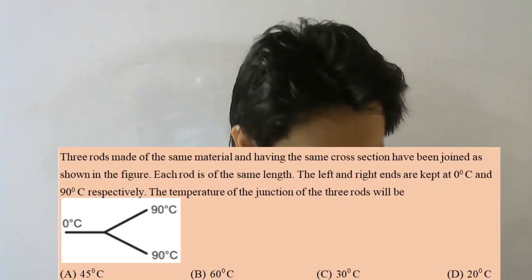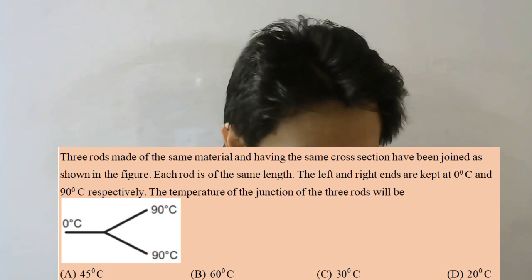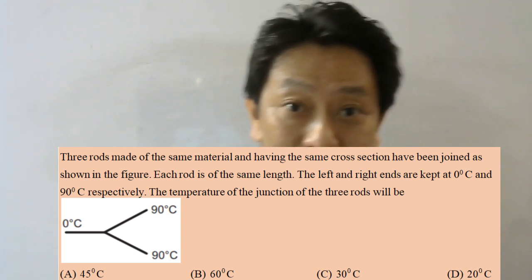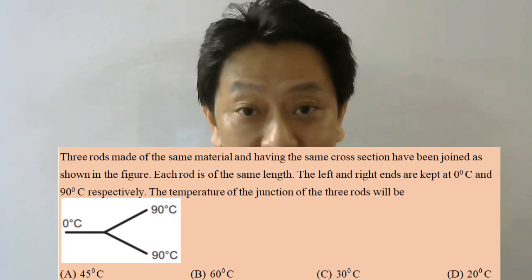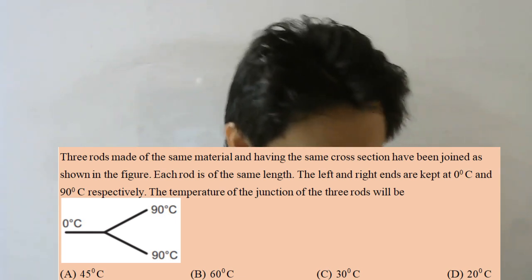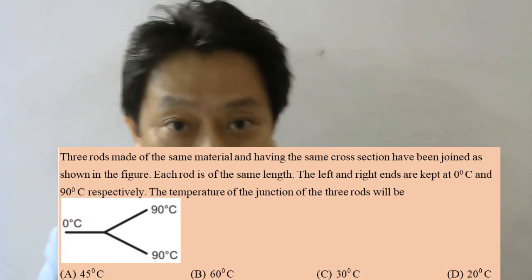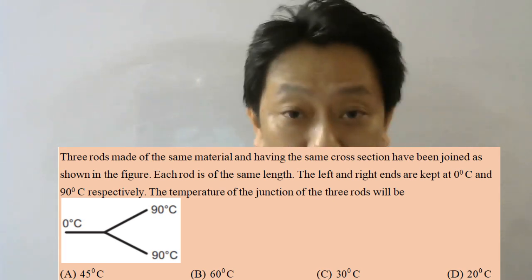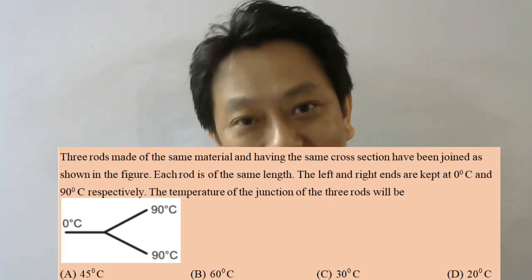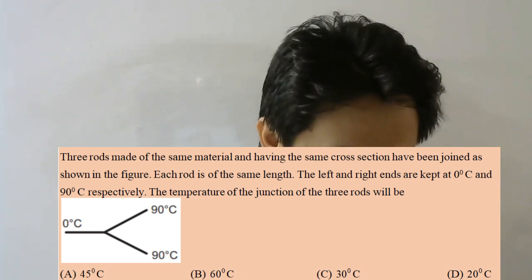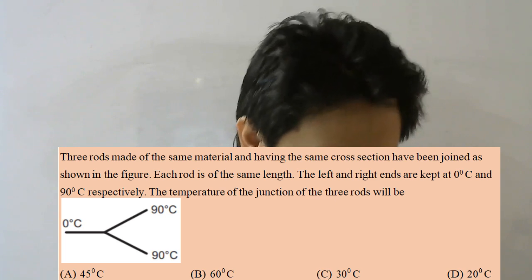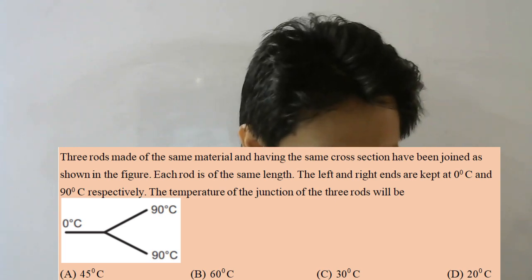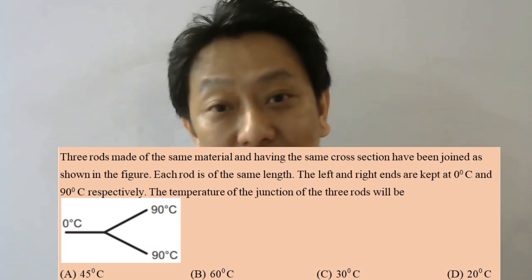Let's see the next question. It says 3 rods made of the same material. So same material means K will be same, and having same cross section, so area of cross section also same, have been joined as shown in the figure. Each rod is of same length, so length is also same. The left and right ends are kept at 0 degrees Celsius and 90 degrees Celsius respectively. Find the temperature of the junction of the 3 rods.